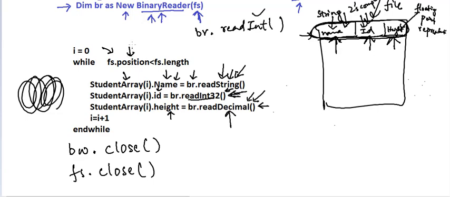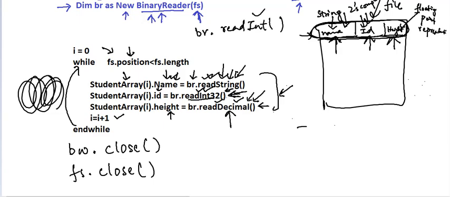This is the cursor position, and the cursor position keeps moving. Once you read a string value, the cursor moves forward. Then you read the integer value, the cursor moves forward. Then you read the decimal value, the cursor moves forward. At this point we've read one record, then we increment the value of I by 1 and we go back up. We start the loop once again. So we read the name again, the cursor moves forward. We read the string value, the integer value, the decimal value.